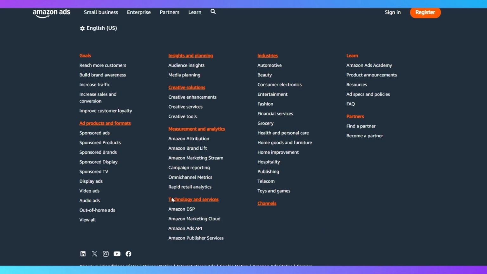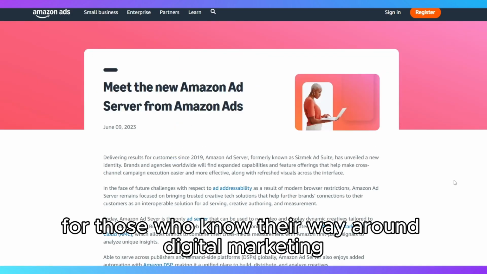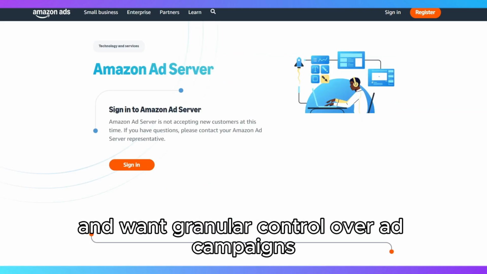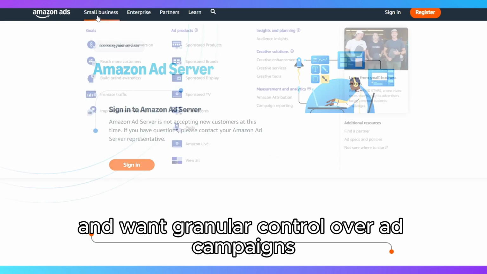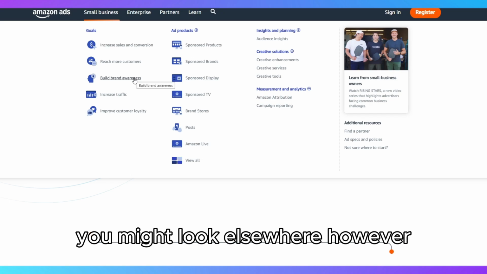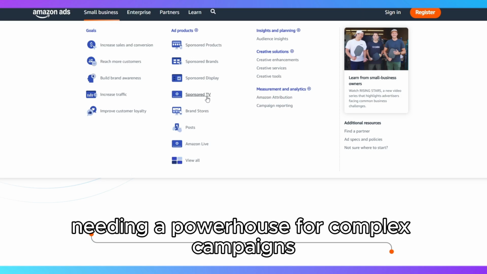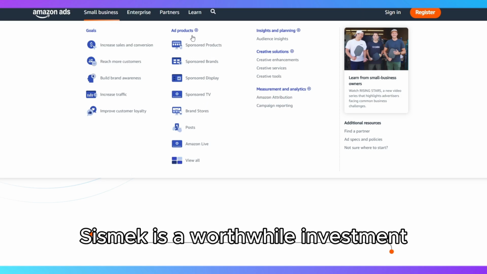In summary, Sizmek is an advanced tool with powerful features for those who know their way around digital marketing and want granular control over ad campaigns. If you're just starting or on a tight budget, you might look elsewhere. However, for seasoned marketers needing a powerhouse for complex campaigns, Sizmek is a worthwhile investment.